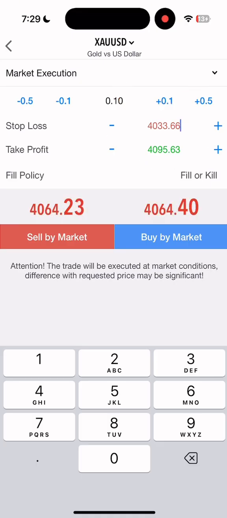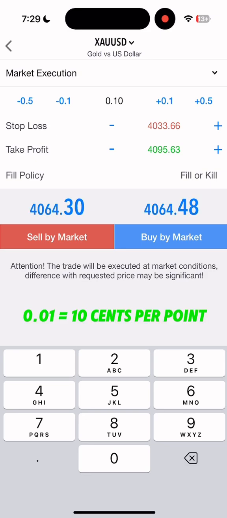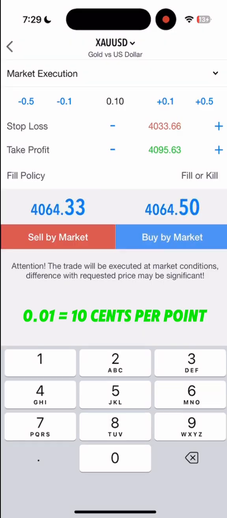The last thing that you need to be aware of is your lot size, which is your trade size. Before you hit sell by market or buy by market, this number right here is your lot size, which you need to adjust. A 0.01 is the smallest trade size possible. That means every point that the market moves, every pip that the market moves, you're gaining or losing 10 cents per point. So if the market moves 100 points at 10 cents per point, you would make $10. Then it goes 0.02, which is 20 cents per point, 0.03, 30 cents per point, so on and so forth.